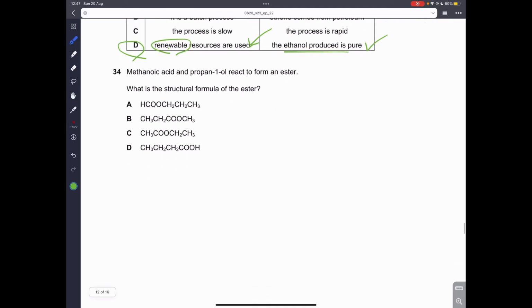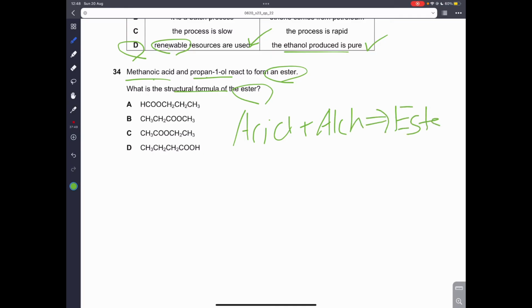Question 34. Methanoic acid and propan-1-ol react to form an ester. What is the structural formula of the ester? Now, methanoic acid and propanol, it is an acid reacting with an alcohol. A carboxylic acid reacts with an alcohol. We know that this is going to produce an ester.